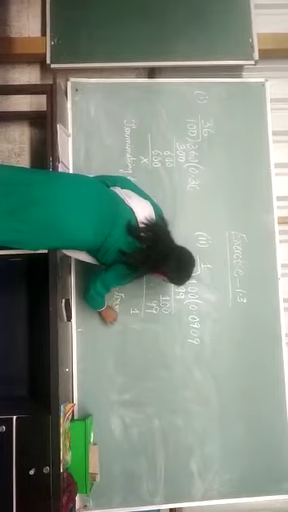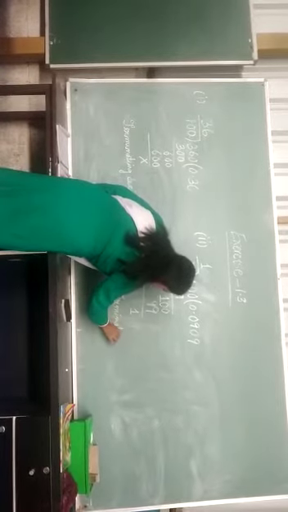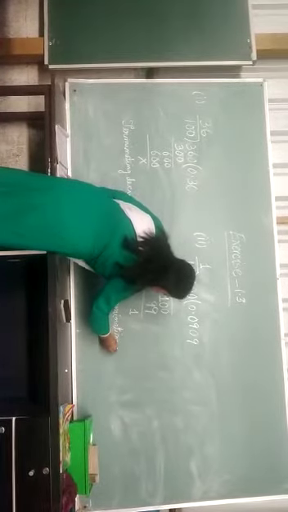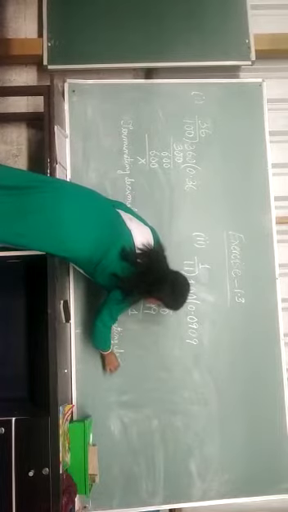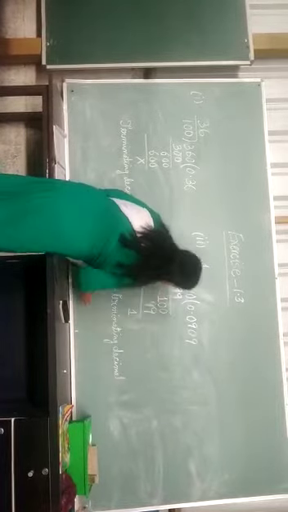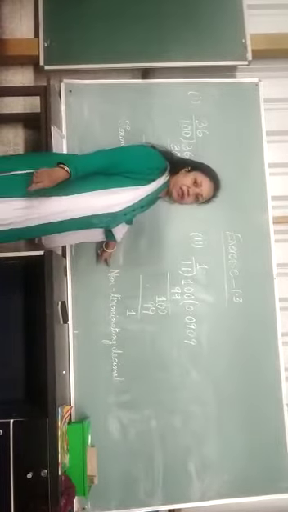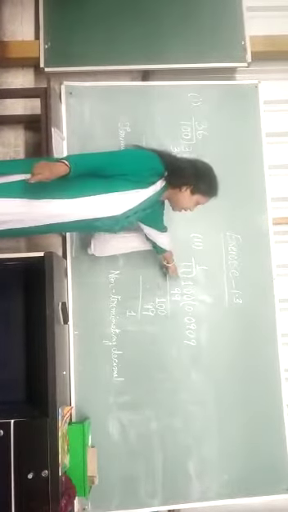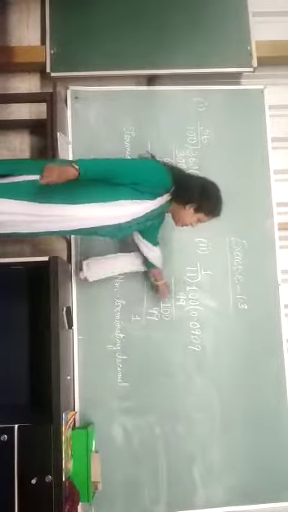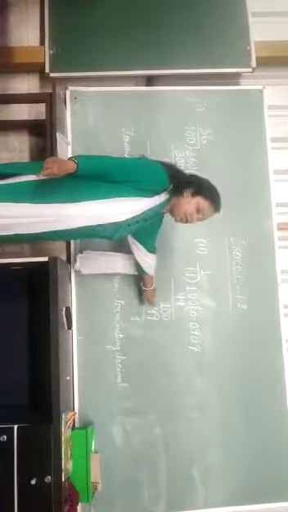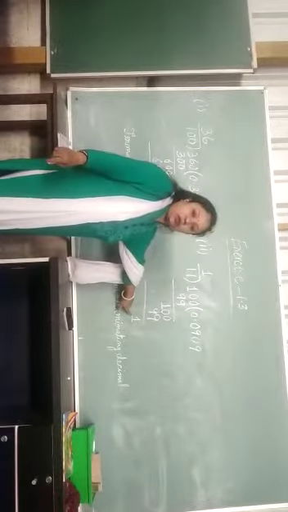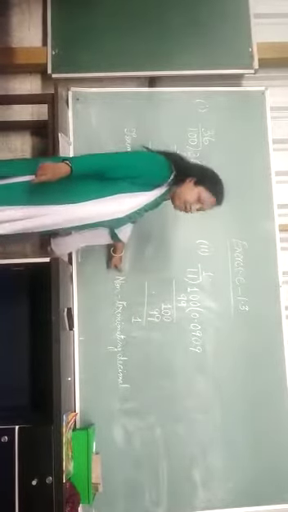Non-terminating decimal or recurring. Now here you see, in the previous video I said non-terminating is what? Where the remainder repeats itself. Here you see the remainder was 1. Again here also the remainder is 1. We started from 1, the remainder is 1. Again we came back to 1. So this is non-terminating decimal.